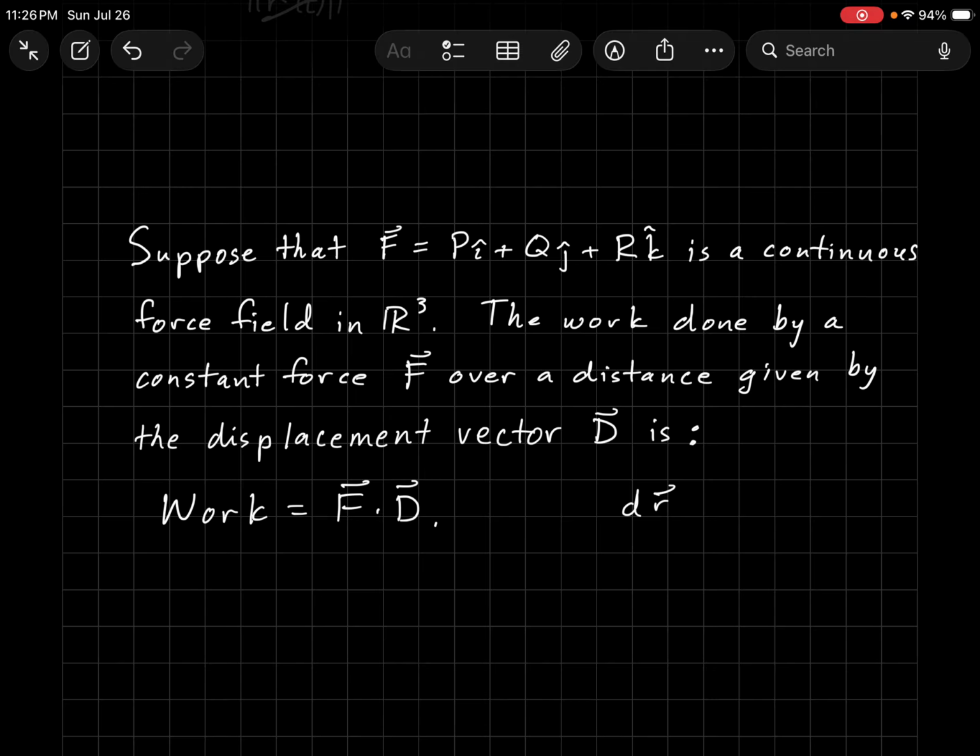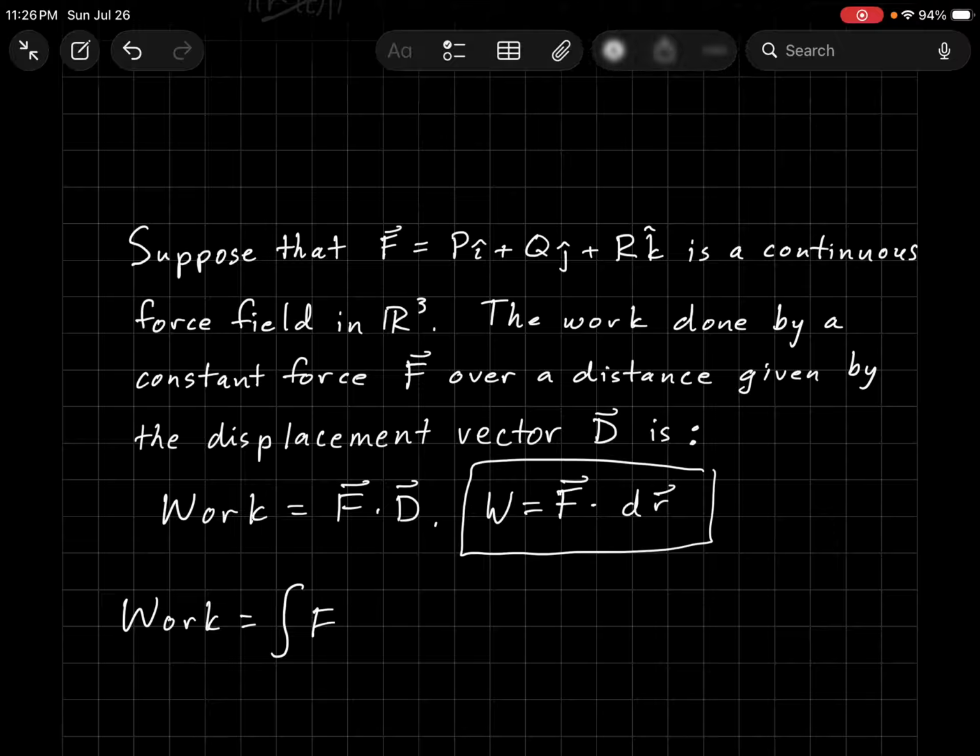So one tiny bit of work over a small displacement vector will be given by F dot dr. And if we want to find the total work over a curve, then we would need to sum all of these individual components together. So another interpretation of the line integral is something that gives us work done by a force field over displacement. That is the integral over a curve of F dot dr.